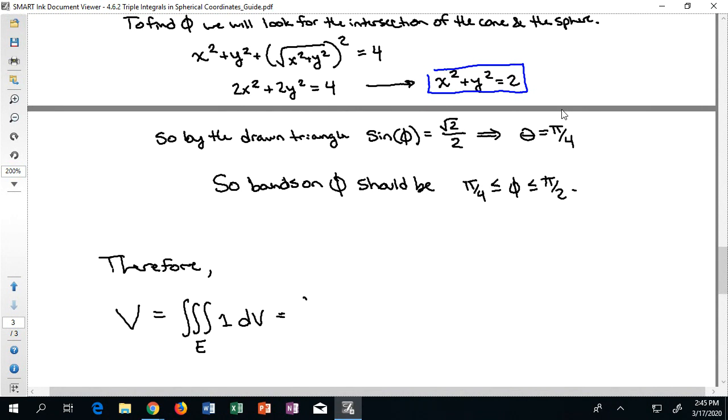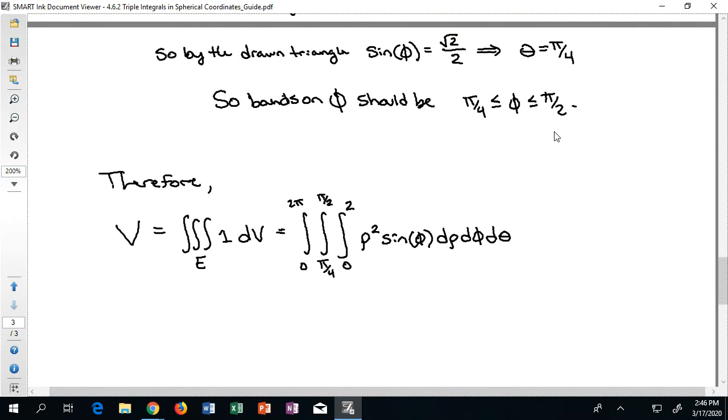Okay, so if I was to set it up, I would do it in the following way. Again, I can think about my 3 integrals here. Remember, I'm going to have to replace that dV with a rho squared sine phi d rho d phi d theta. So if rho comes first, that means I'm going from 0 to 2. Then I would go from pi over 4 to pi over 2. And I said pi over 2, but I wrote pi over 4. And then my theta bounds will go from 0 to 2 pi. So this is perfect. This is the setup.